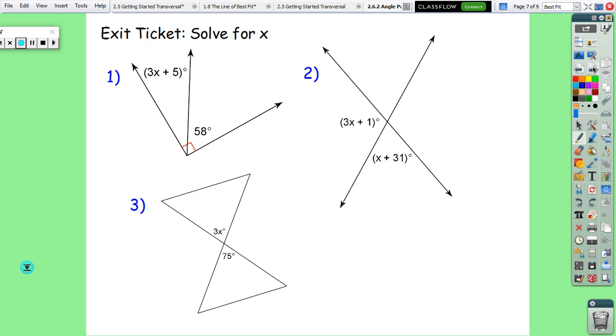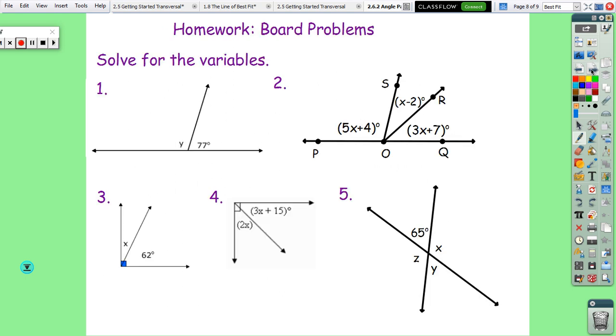I'm not going to have you guys do the exit slip, but I am going to have you guys do the board problems. So this is the homework. You guys can pause it, and you have the rest of the class to work.